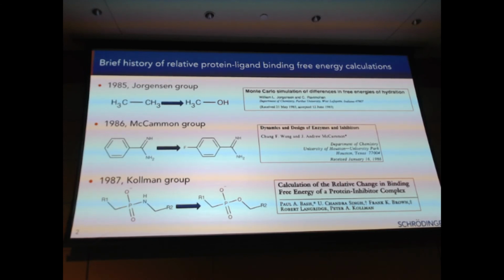For example, back in 1985, the Jorgensen group first applied FEP to calculate the solvation free energy difference between ethane and methanol. In the following year, the McCammon group first applied FEP to calculate relative binding affinity between benzamidine and fluorobenzamidine. And then in 1987, the Kollman group first applied FEP to study the effect of a nitrogen to oxygen mutation on relative binding affinity.